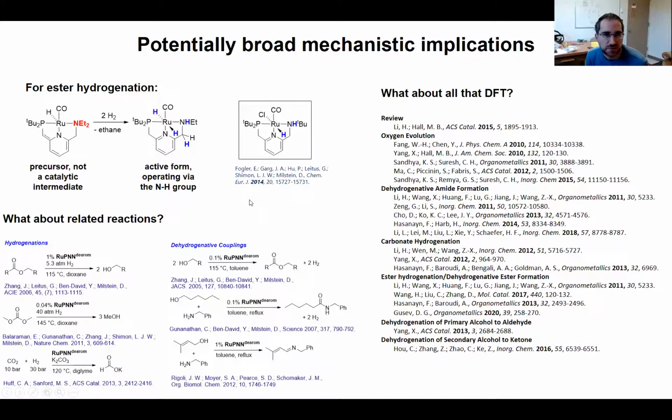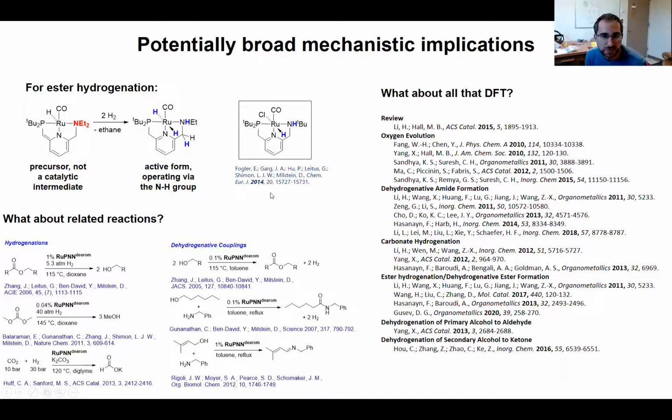To take you back to the kind of key observation that I discussed earlier, the fact that this diethylamino form of the Milstein catalyst is not active in ester hydrogenation potentially has broad implications for these other reactions I talked about at the beginning, because they're all run under sort of similar conditions, high temperatures, where the dehydroalkylation might be expected to be rapid. So we think that this type of reaction could be happening in many of these catalytic reactions, and that an NH functional group could be important in a lot of them, although we haven't had the chance to probe this experimentally yet.